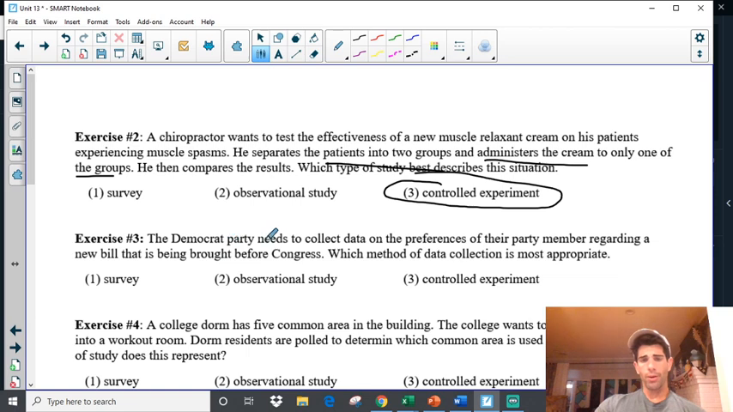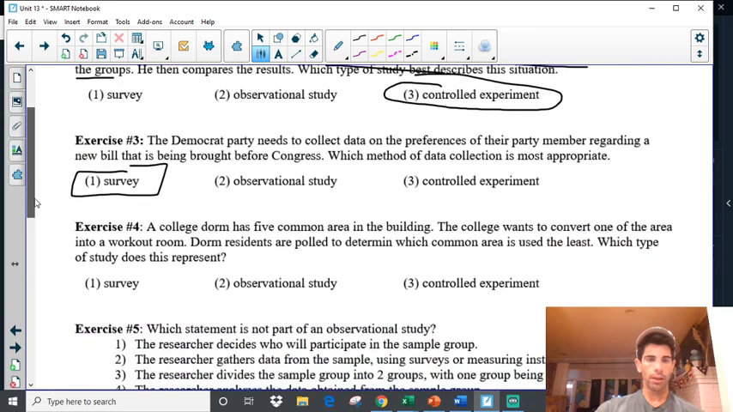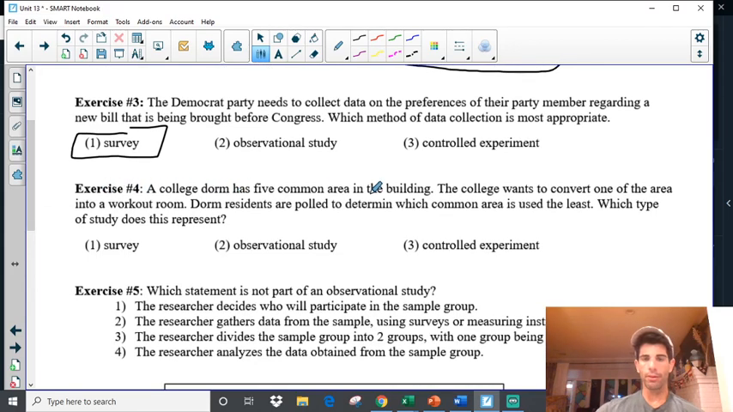3. The Democratic Party needs to collect data on the preferences of their party members regarding a new bill that is being brought before Congress. Which method of data collection is most appropriate? So that is going to be a survey because they will be asking. Okay, a college dorm has 5 common areas in the building. The college wants to convert one of the areas into a workout room. The dorm residents are polled to determine which common area is used the least, and that is also a survey.